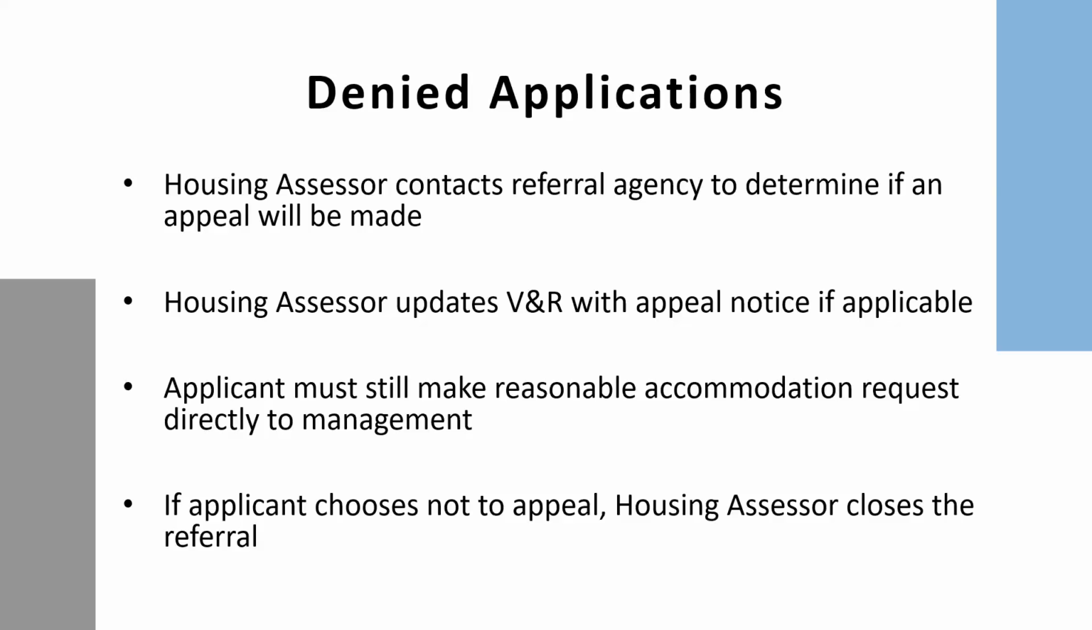When you deny the application, the housing assessor will contact the referral agency to determine if an appeal will be made. The housing assessor will update Vacancy and Referral to let you know if you should expect an appeal. The applicant must still make the reasonable accommodation request directly to management. The housing assessor is simply letting the property know what to expect. If the applicant chooses not to appeal, the housing assessor will close the referral. Keep in mind, they still have access to the unit for the full 30 days.